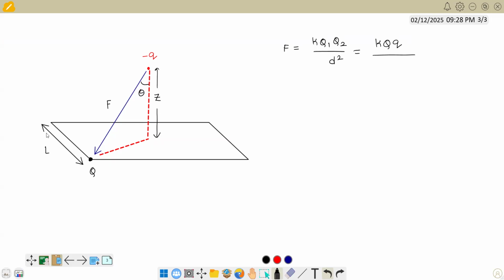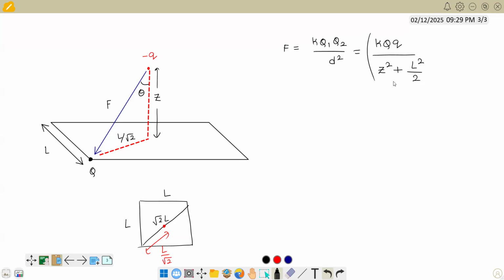Okay, if this is L, what would be the total length? Suppose you take a square, if this is L, the diagonal would be root 2 L, root of side square plus side square. The half of that would be L by root 2. So the distance d square would become z square plus L square by 2. So this will be the value of force.